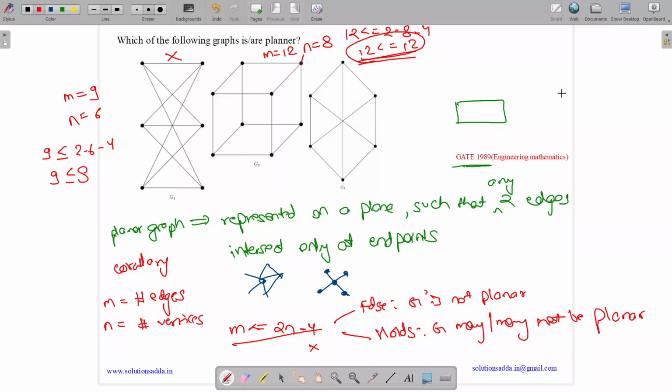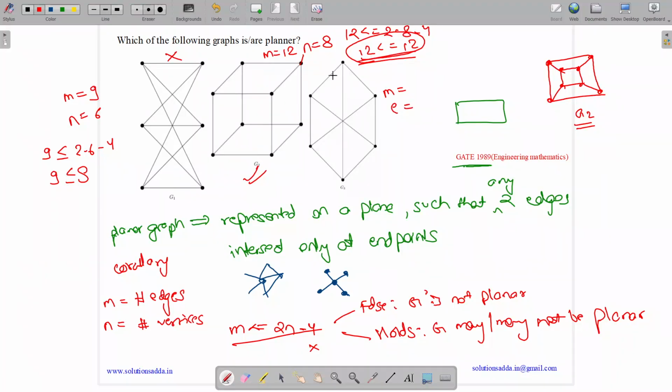So we can draw the planar equivalent of this one like this. We can draw the planar equivalent like over here. We can have it like this, an edge like that, and an edge like that. So this is the planar equivalent of the graph G2 with no two edges intersecting from the middle. So G2 is planar. Let us find the number of edges and number of vertices for G3.